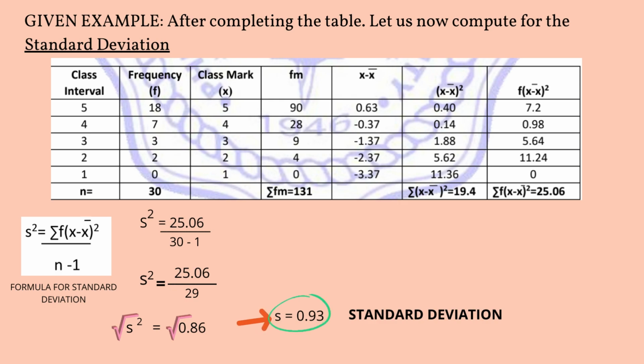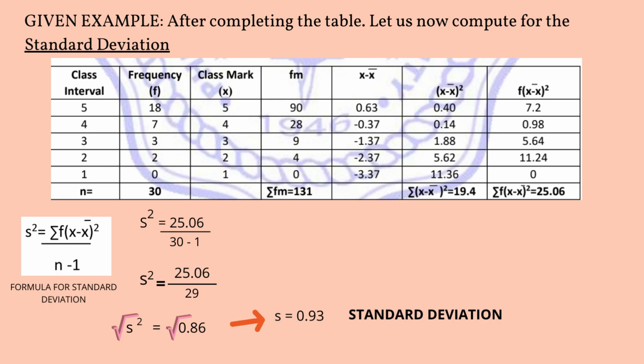Okay, and then 25.06 over 29. Okay, ngayon square root natin yung mga values na yan. Ayan. Square root of 0.86. So, yung 0.86 nakuha natin siya nung na-divide natin yung 25.06 sa ating 29. So, naging 0.86 na siya. Pero kailangan din natin i-square root sila. Therefore, square root of 0.86 is 0.93. Okay, so we are done with our table. Nakompleto na natin. Nakuha natin yung sample mean and nakuha na natin yung standard deviation.